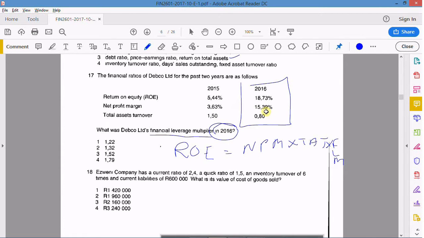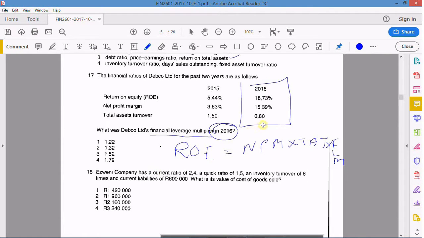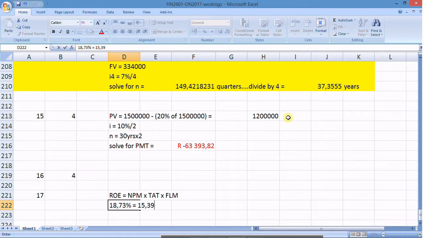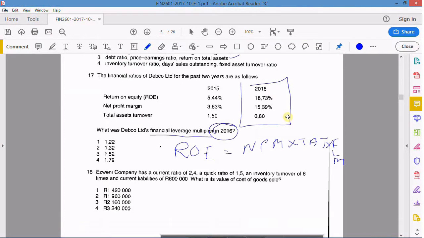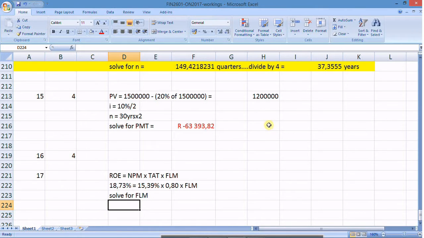Okay, return on equity 18.73% equals net profit margin 15.39% times total asset turnover given as 0.80. Okay, times FLM. Right, so solve for FLM. Right, so let's put the values in. 0.1873, okay, divide by, open brackets, 0.1539 times 0.80, close brackets, equals. Okay, that's FLM. Okay, I'm just doing some maths there. Okay, so let's copy that.